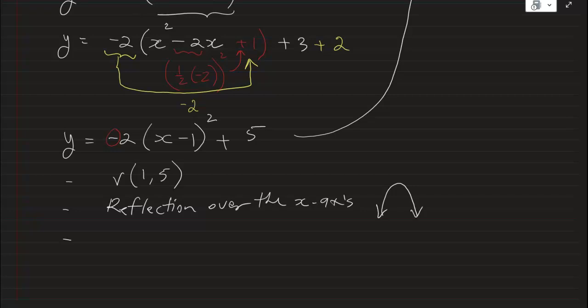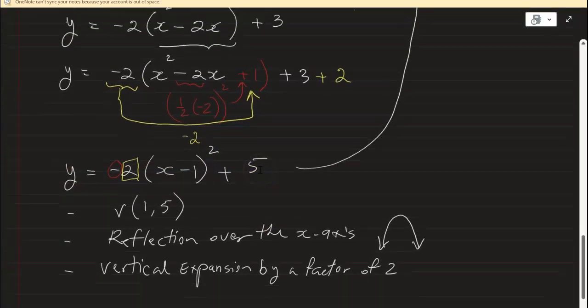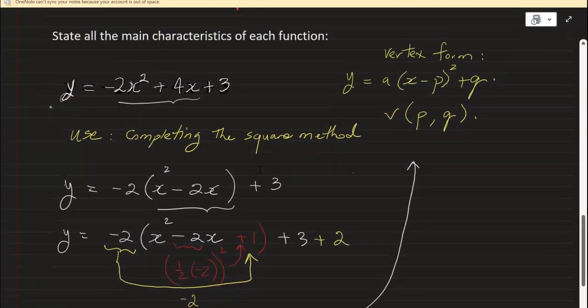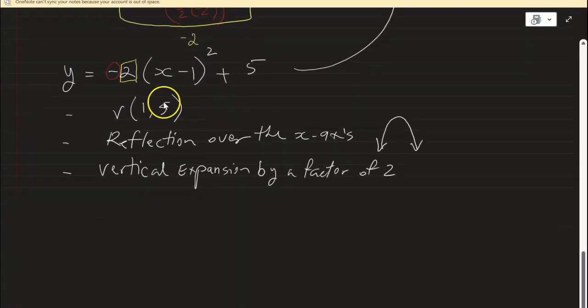What else do we know? We have this 2 in front. Let's deal with the 2. The negative gives you the orientation of the graph, but the 2 is the vertical expansion by a factor of 2. And that's the last thing we need to do for this quadratic function. That gives you all the characteristics of this specific function. All right. You can go ahead and use this information to graph it freestyle or use Desmos or any other graphing program that you like.